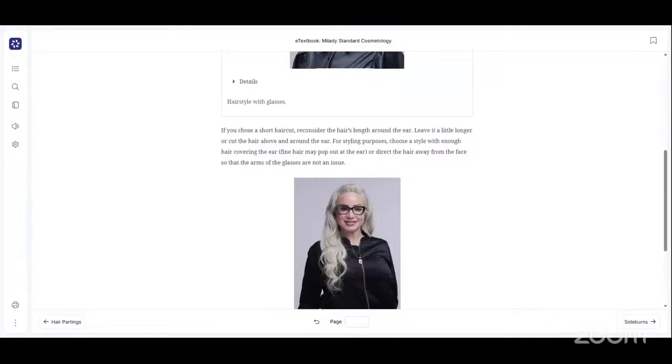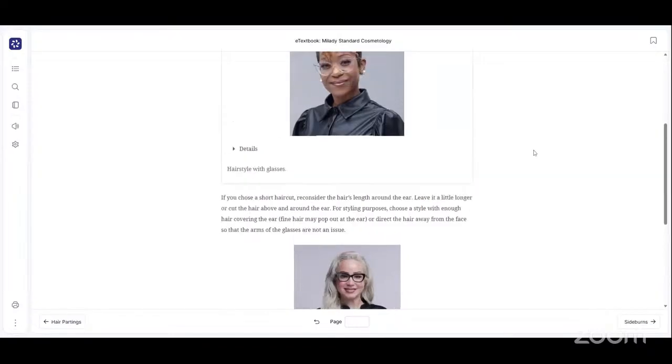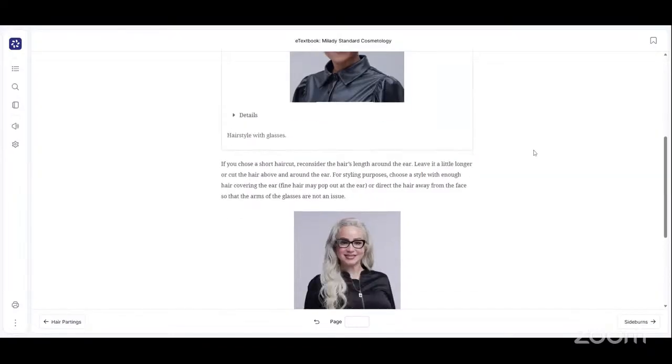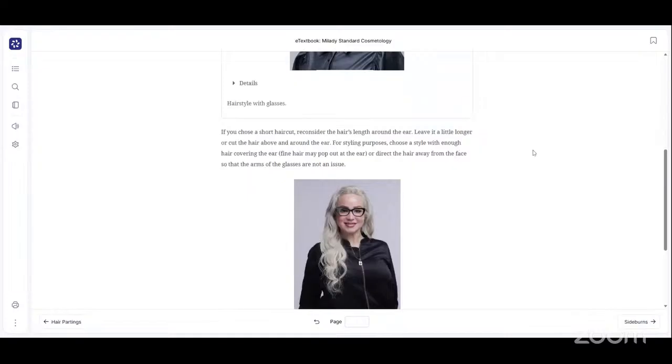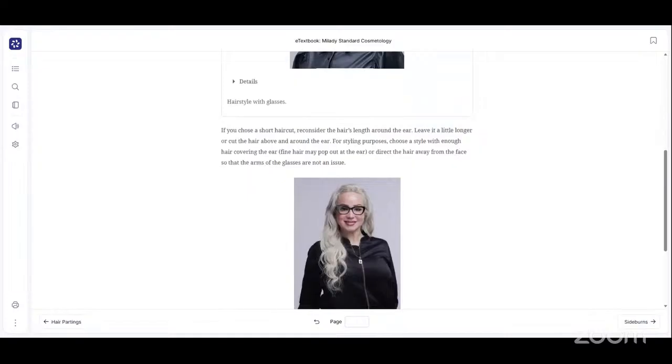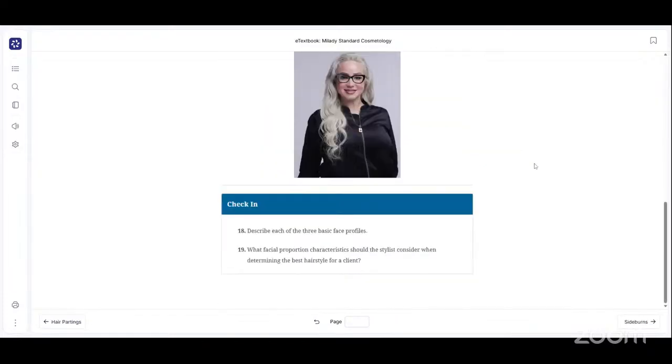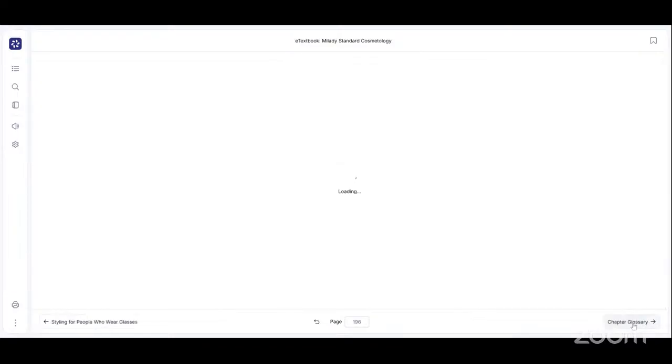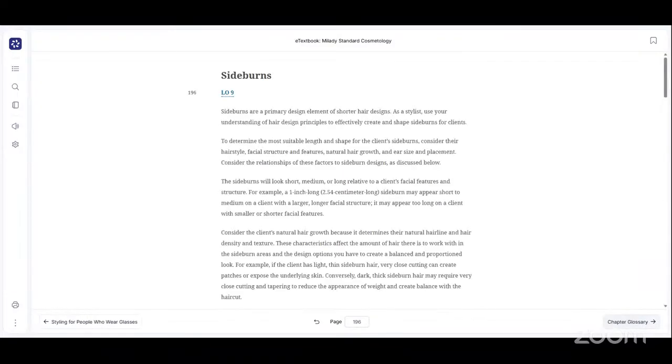It says if you choose a short haircut, reconsider the hair's length around the ears. You have to think about the nape. You have to think about the ears. So I always look at my clients' ears, okay? You don't want to just do a big chop and then you discover that the ears are larger than normal. That now becomes a feature that the client may feel uncomfortable about. So I should have kept it longer, at least past the ear, and accentuated another facial feature. So you got to be very careful. Talk to them, ask them what they don't like, what they do like. Look at their ears, look at their sideburns.